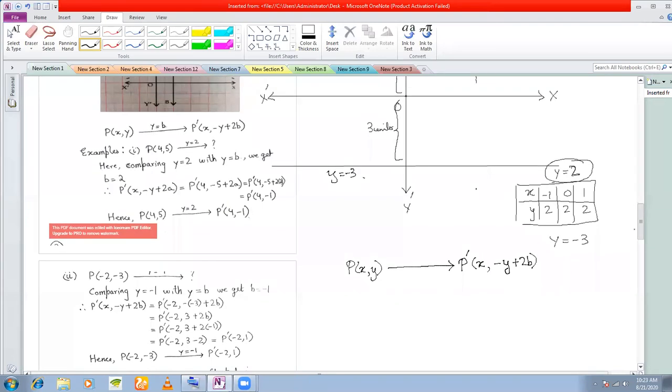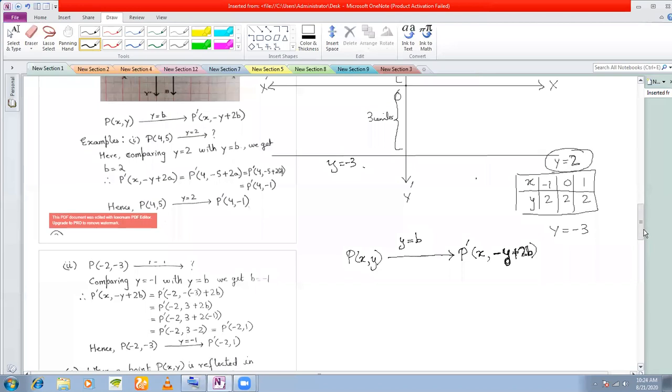Is this clear? Now if you remember, when we were reflecting in the x-axis, we were only changing the sign of the y coordinate, right? But here, when the line is parallel to the x-axis, we are not only changing the sign of y, but we are also adding this 2b to it, where y is equal to b is the line that we are reflecting in. Is this clear? Let me take 1 or 2 examples if not clear.